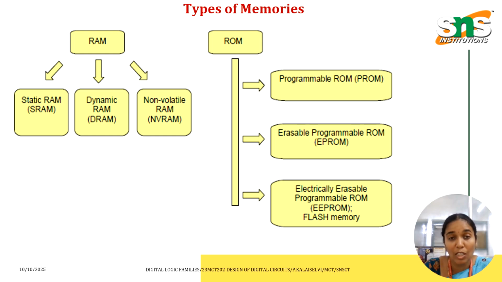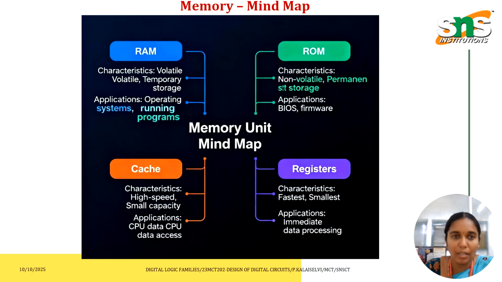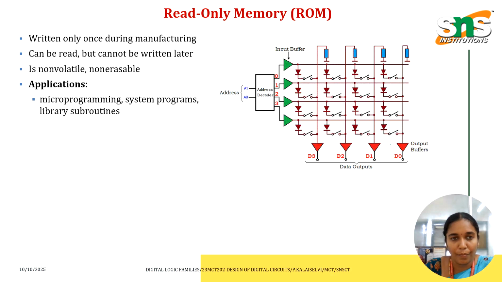ROM plays a key role in computers, microcontrollers and embedded systems, where the data must not change even when the power is off. That is called non-volatile memory. Volatile memory is where, when the power is off, all the data is erased. That is RAM. This is the mind map of memory: RAM, ROM, cache memory and registers. So this is read-only memory, that is ROM.